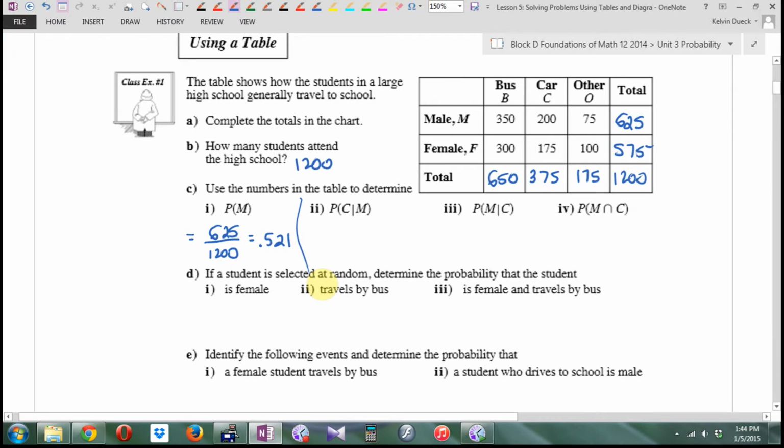What's the probability of C given M? M. How many males? It's telling you you're in the male group. Of those, how many take a car? Is that okay? Whatever the heck that is, I really don't care about it as a decimal, but it is a decimal.